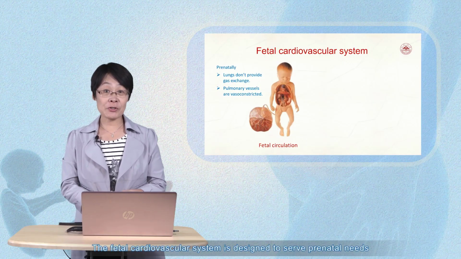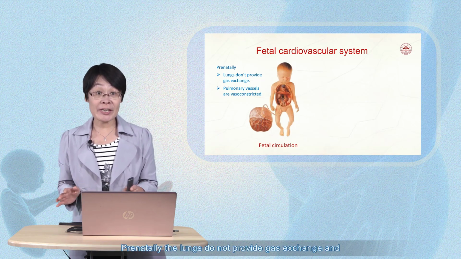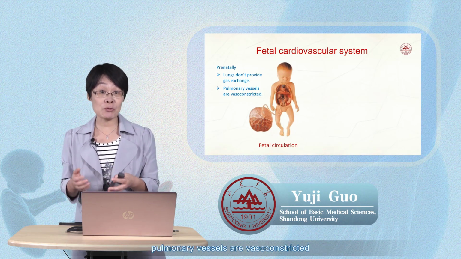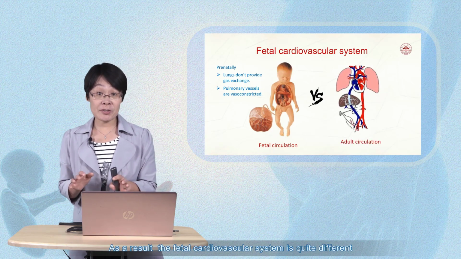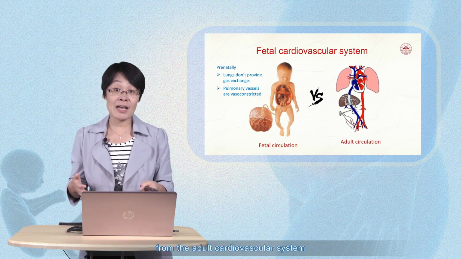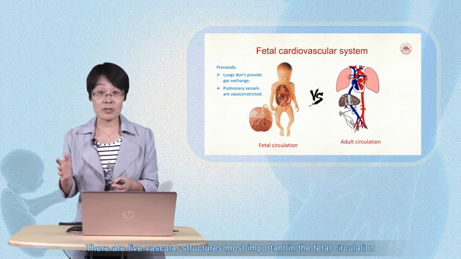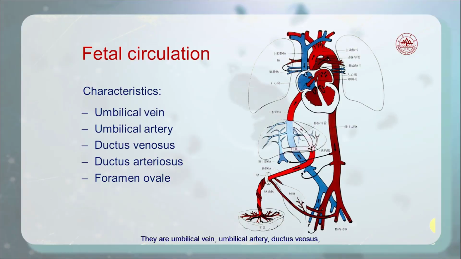The fetal cardiovascular system is designed to serve prenatal needs. Prenatally, lungs don't provide gas exchange and pulmonary vessels are vasoconstricted. As a result, the fetal cardiovascular system is quite different from the adult cardiovascular system. There are 5 vascular structures most important in the fetal circulation. They are umbilical vein, umbilical artery, ductus venosus, ductus arteriosus, and foramen ovale.